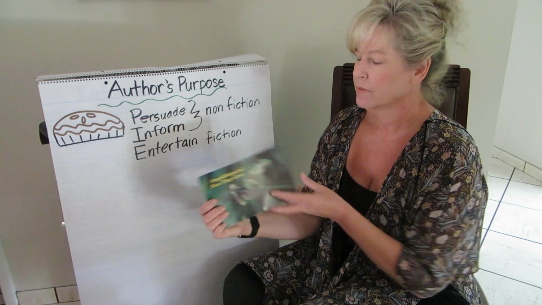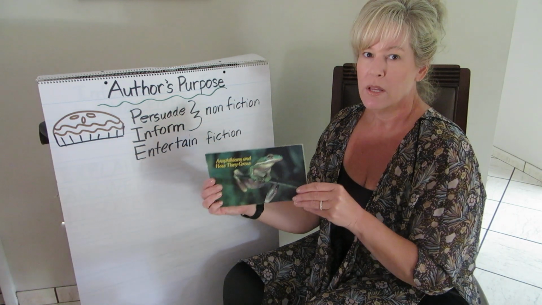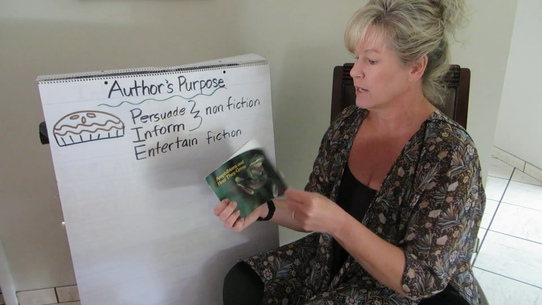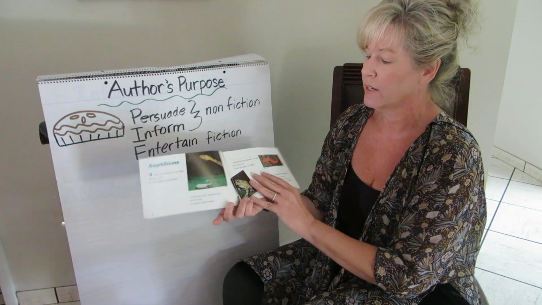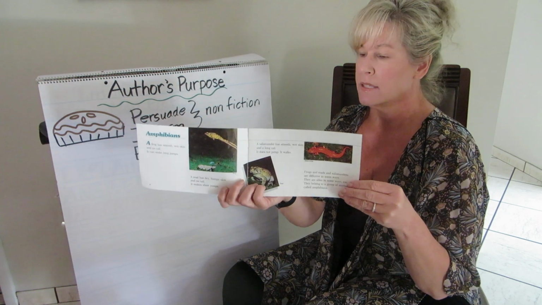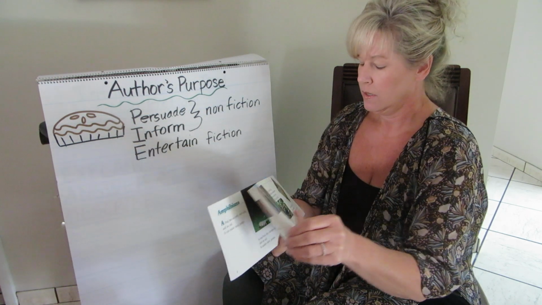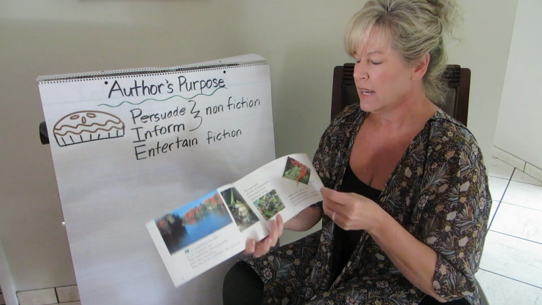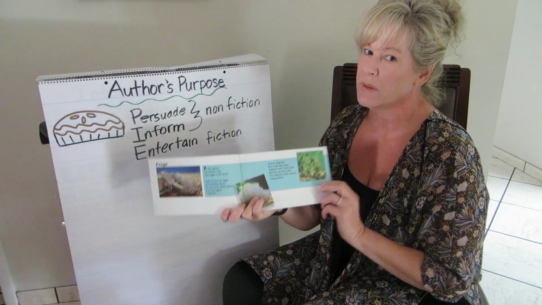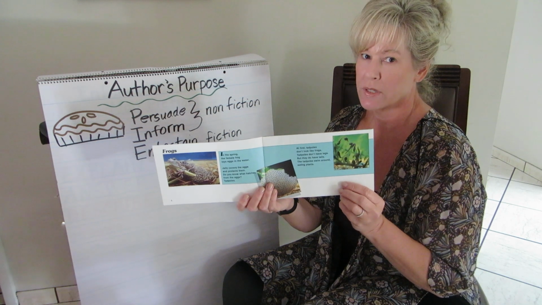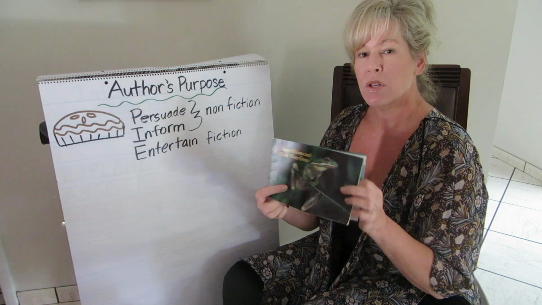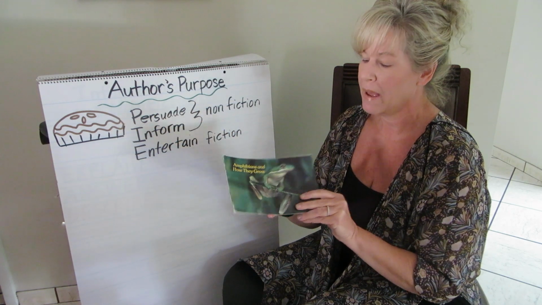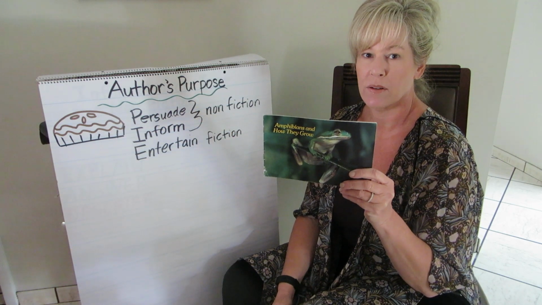This text, Amphibians and How They Grow, this author wrote this text for a different purpose. This text does not look like fiction. This text has pictures, diagrams, captions. It has all kinds of things that tell me this is definitely informational text or nonfiction. So the author wrote this story either to persuade or inform me about amphibians and how they grow.